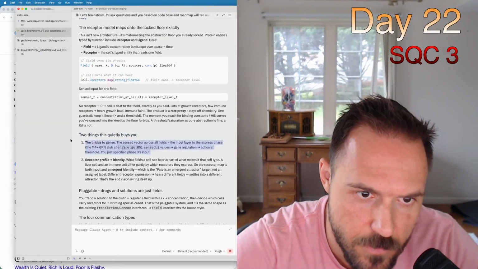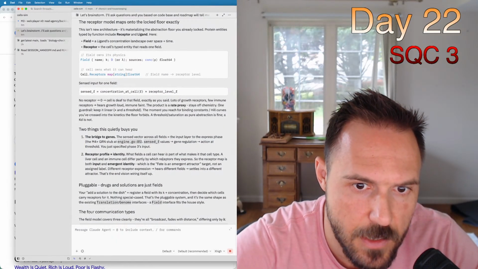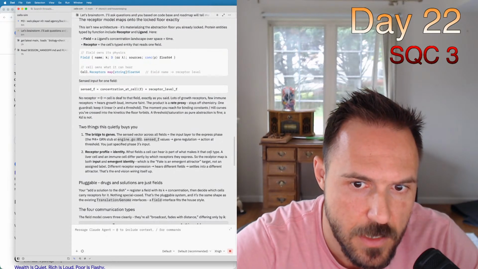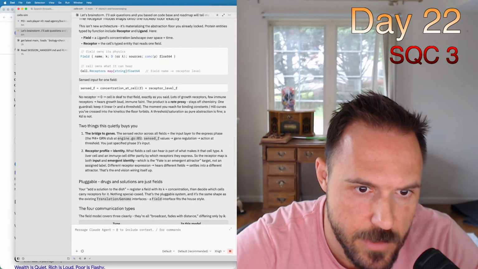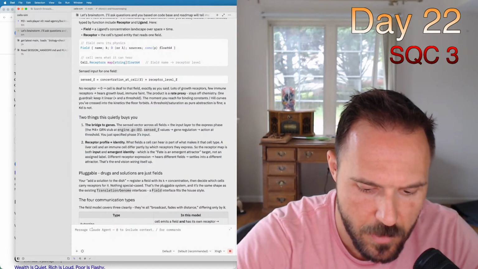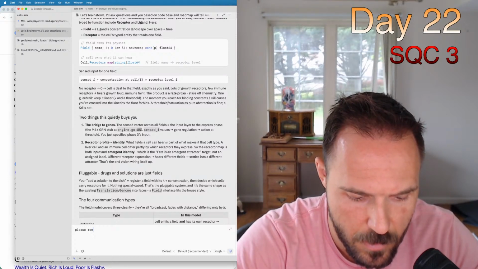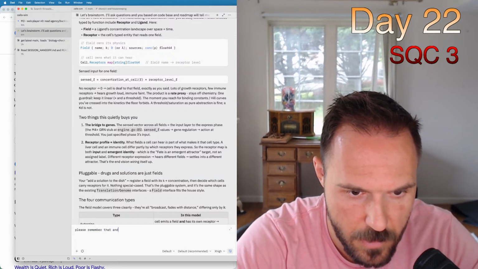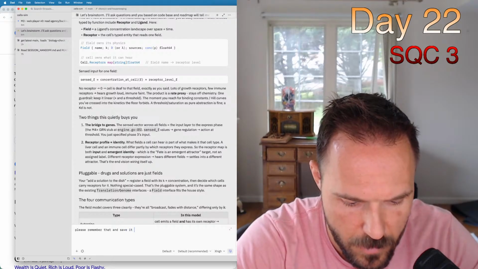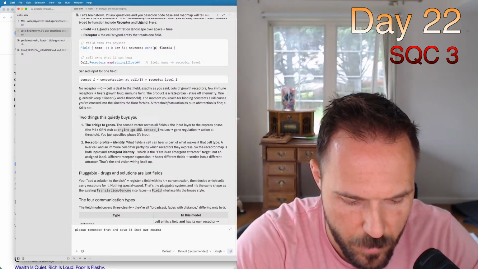Receptor, yes, perfect. Receptor profile identifies what a cell can sense, and is part of what makes a cell type. Liver cells, immune, yes. Please remember that and save it into our roadmap.